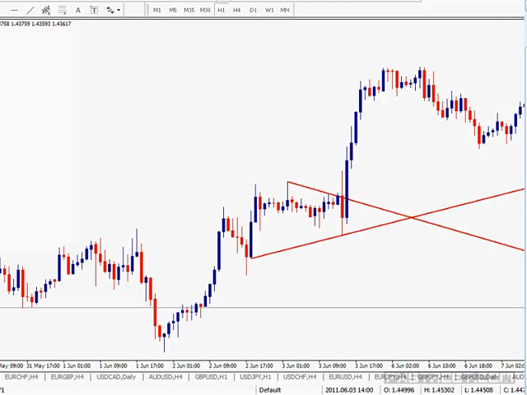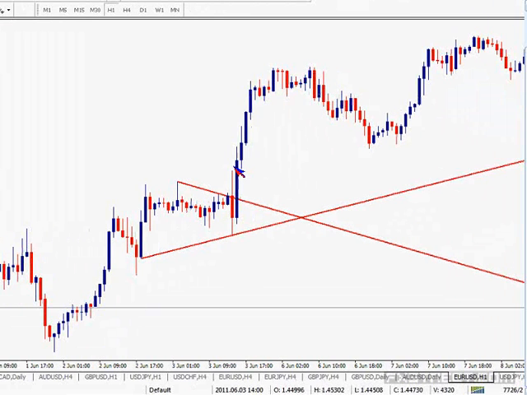If a pullback takes place, because not always does, volume should be lower. And on the contrary, when the price starts heading to its target, volume should rise again.